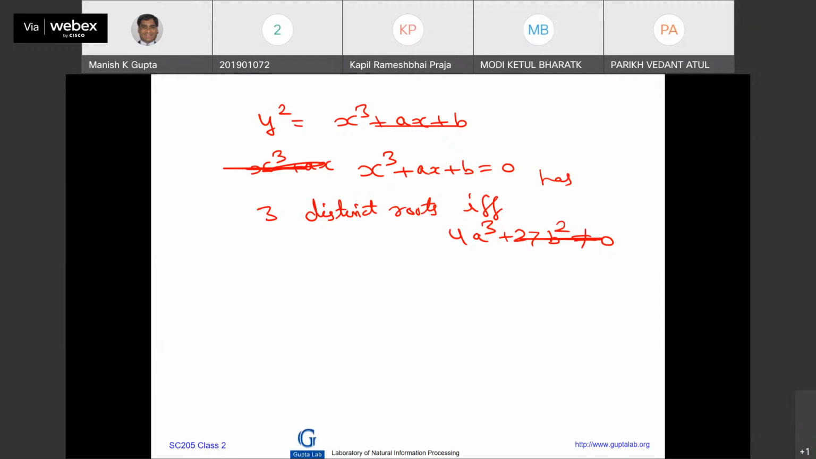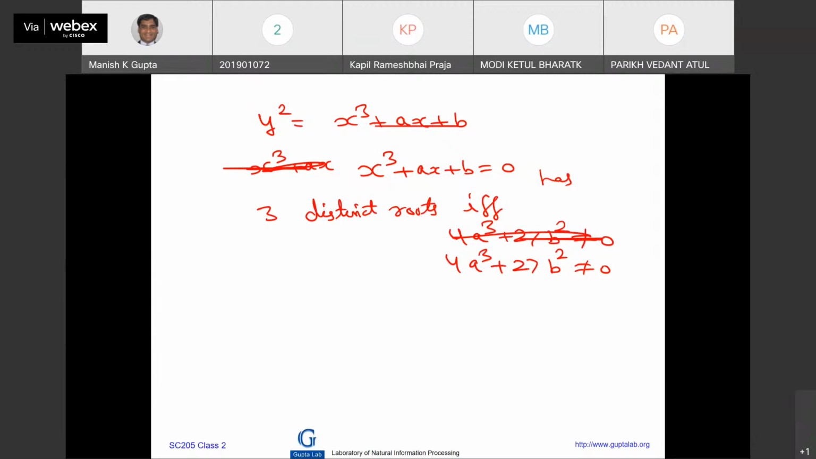I think I can write it down again. If and only if 4a cube plus 27b square is not equal to 0. So this equation on the right hand side, x cube plus ax plus b is equal to 0, has three distinct roots if and only if this condition is satisfied. And when this happens, we say that the elliptic curve is non-singular. If 4a cube plus 27b square turns out to be 0, we say that the elliptic curve is a singular elliptic curve.